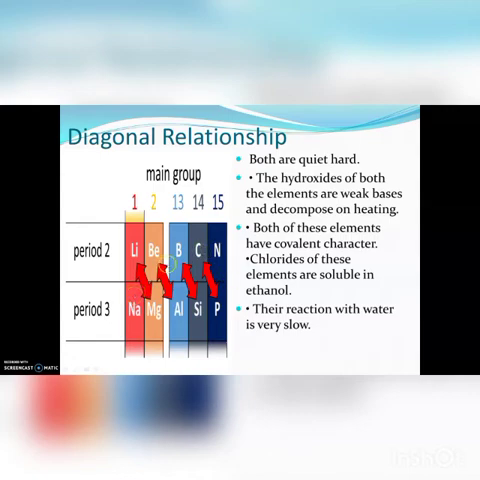Lithium and magnesium form weak bases, whereas sodium will make strong bases. Both of these elements show covalent character, and the chloride of these elements is soluble in ethanol, and if they react with water, the reaction will be very slow. But if you check the other elements in the first group, sodium and potassium, they are highly reactive towards water. If we put some sodium or potassium in water, a blasting reaction will occur.